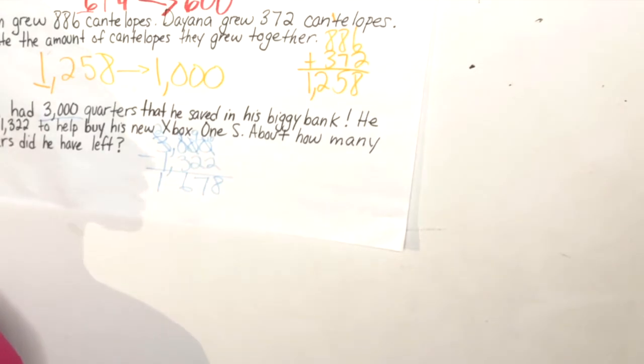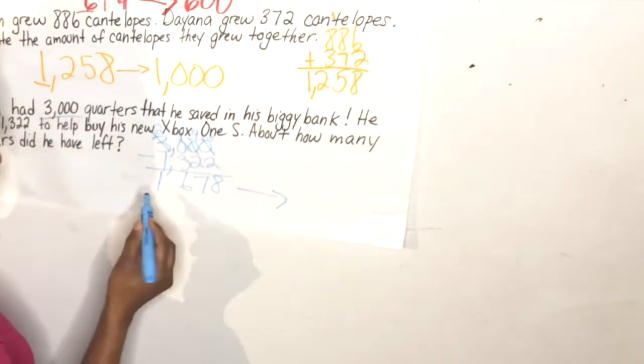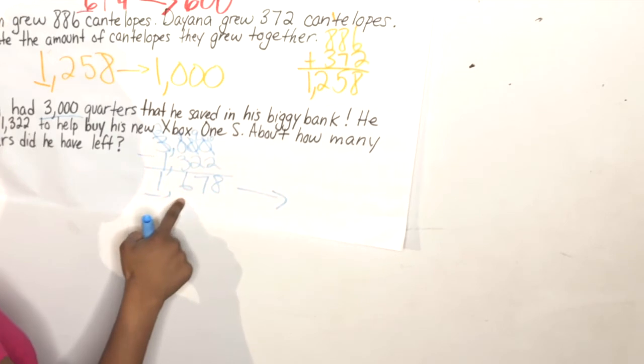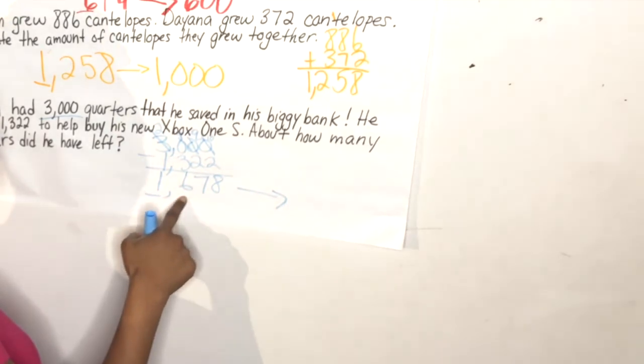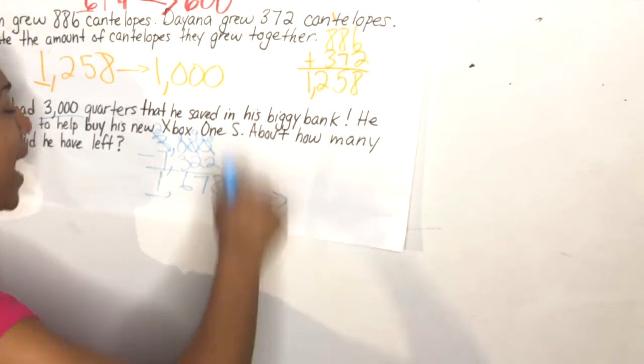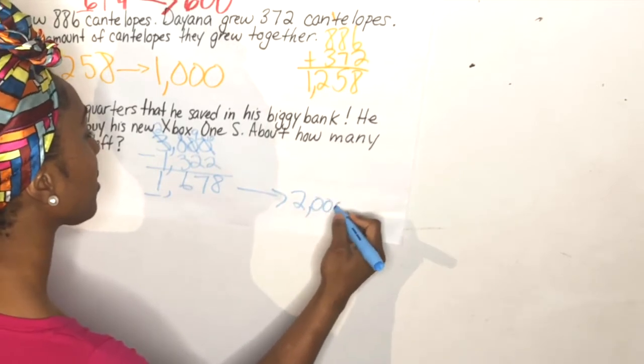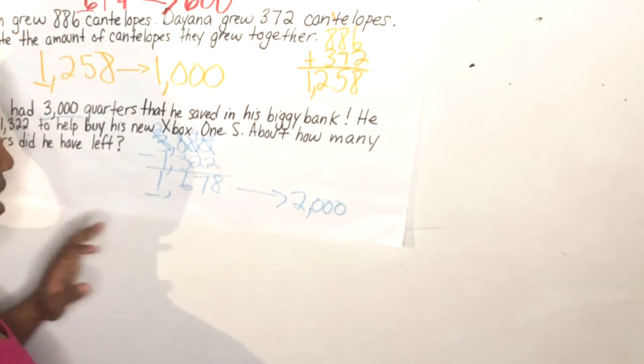You know, you can always double check when you do a big problem like this by adding your 2 parts together. Now, if I want to estimate, I look at this number. Look at my neighbor. Is it 5 or more or 4 or less? Definitely 5 or more. So I need to raise a score. 2,000, because I rounded up in the thousands place.